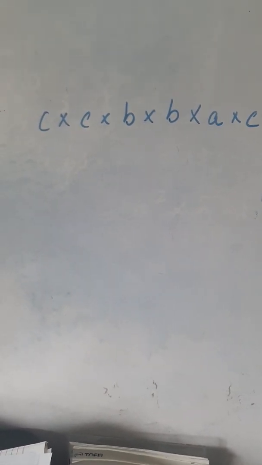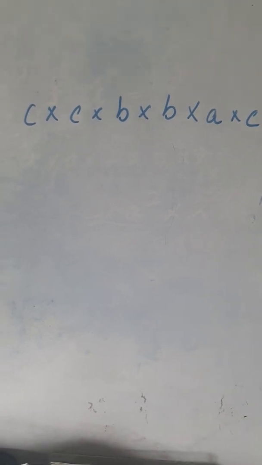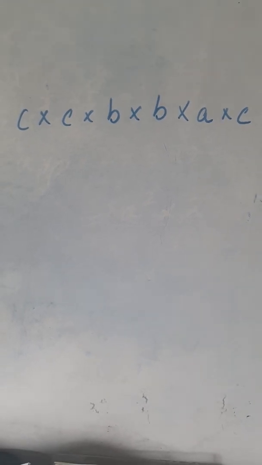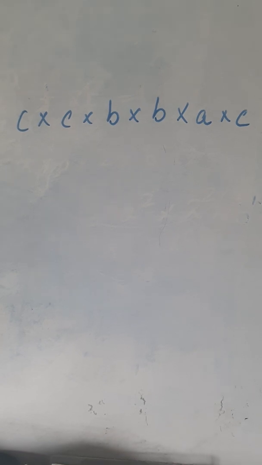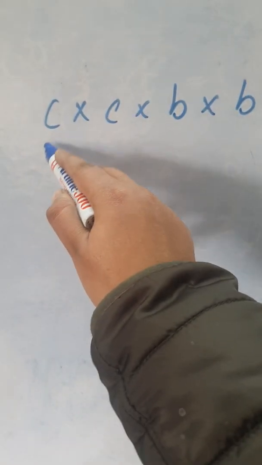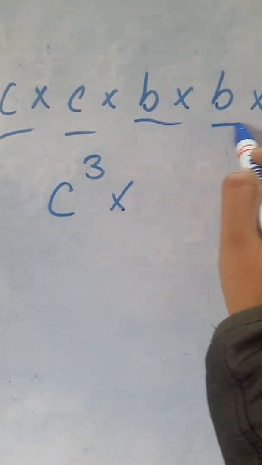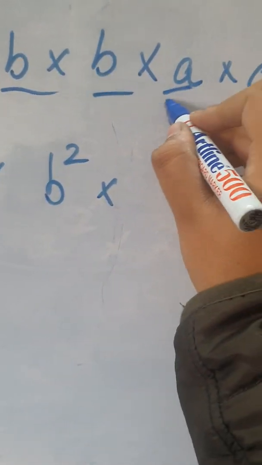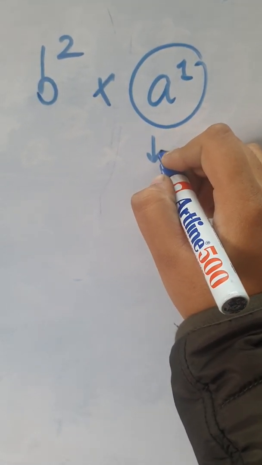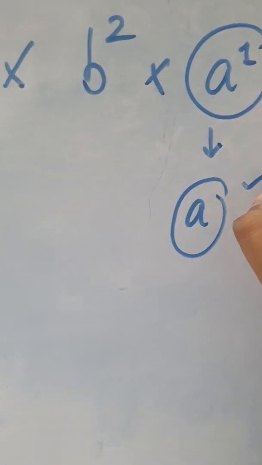Let's try one more. Let's say c into c into b into b into a into c. I would like you to solve it first and then we'll do it afterwards. Alright, hoping you've done it or attempted it once. Let's see what would be the answer. When you write it as exponents, you'll find out that c is occurring 3 times. So c raised to power 3 multiplied by b is occurring 2 times, b raised to power 2, and a is occurring once, so you can write a raised to power 1, which is the same thing as a.